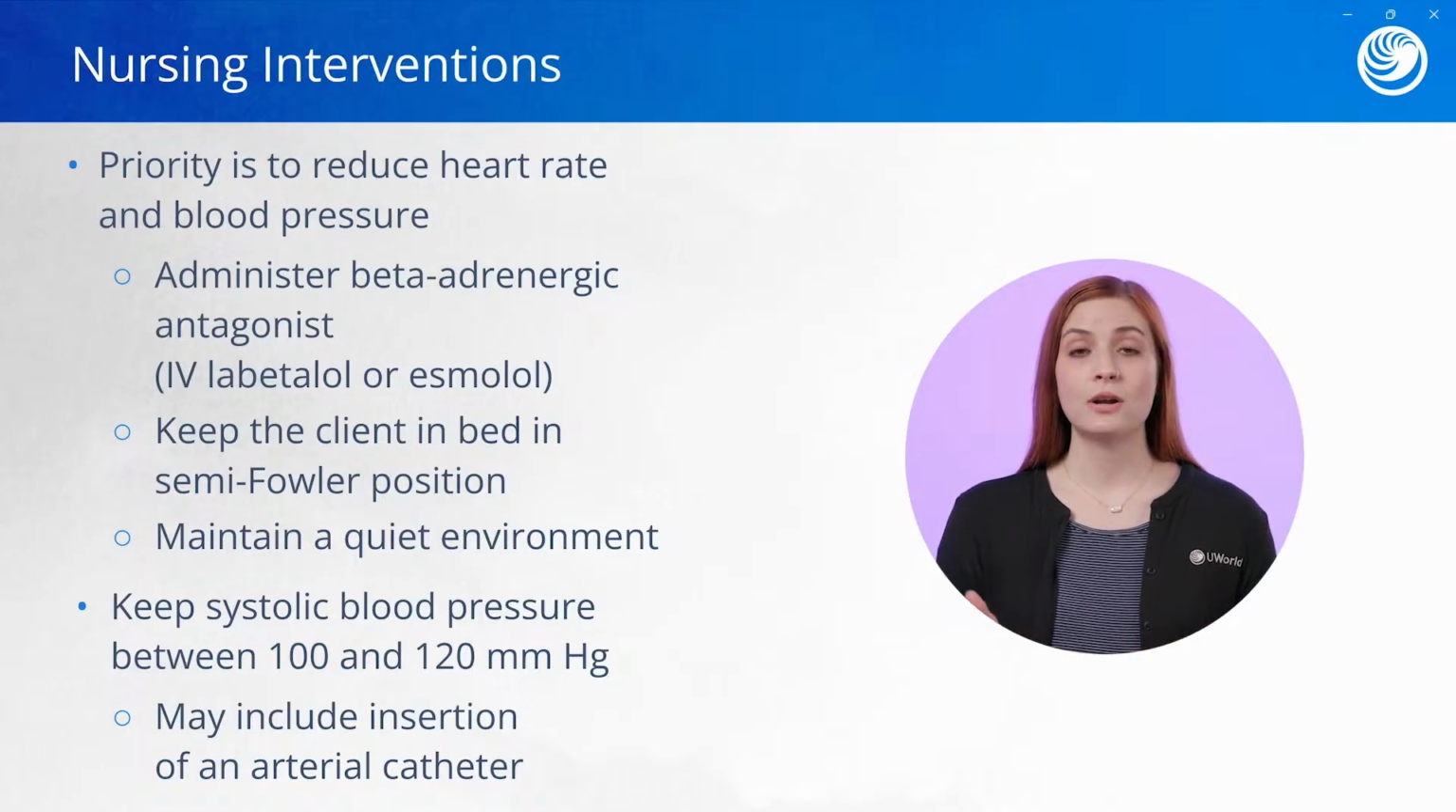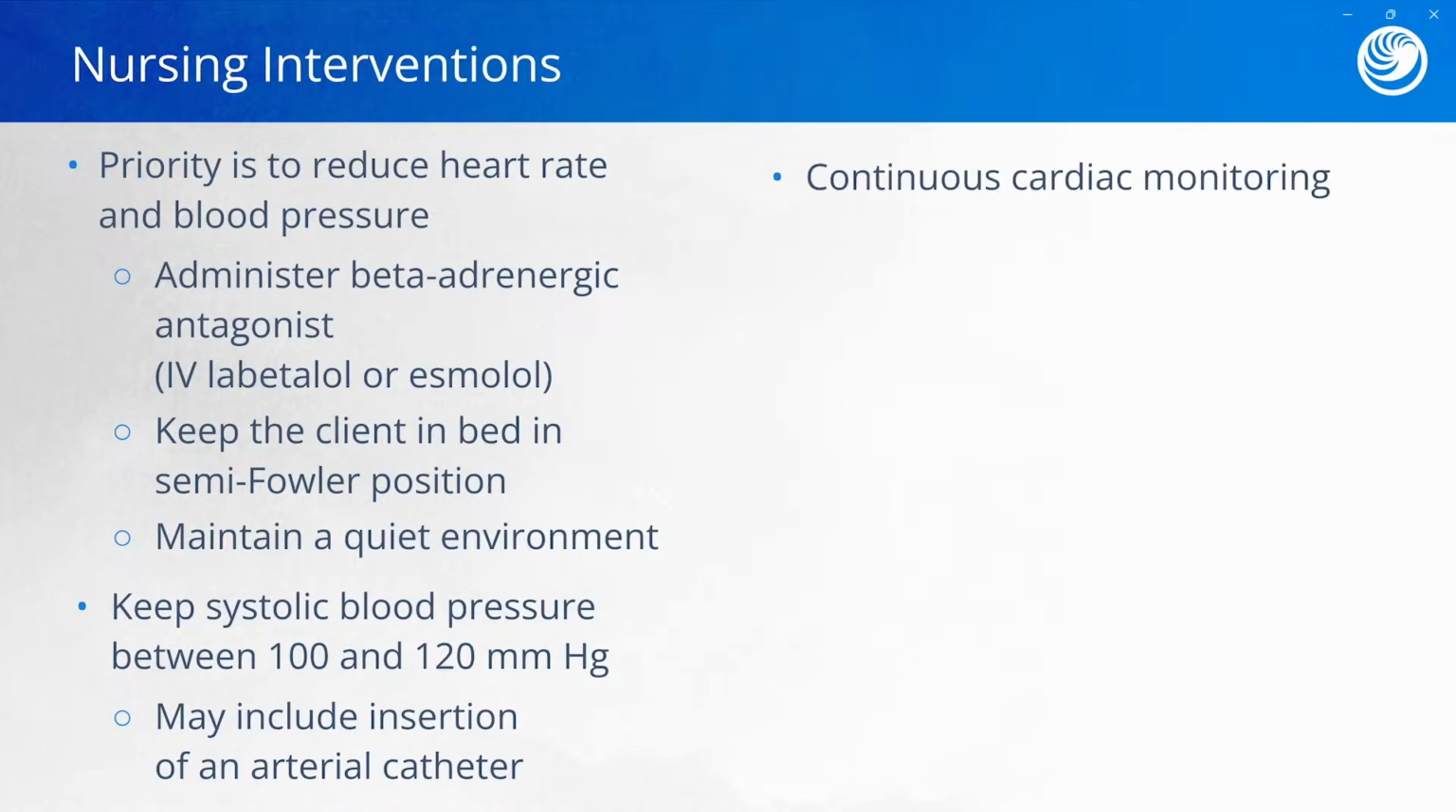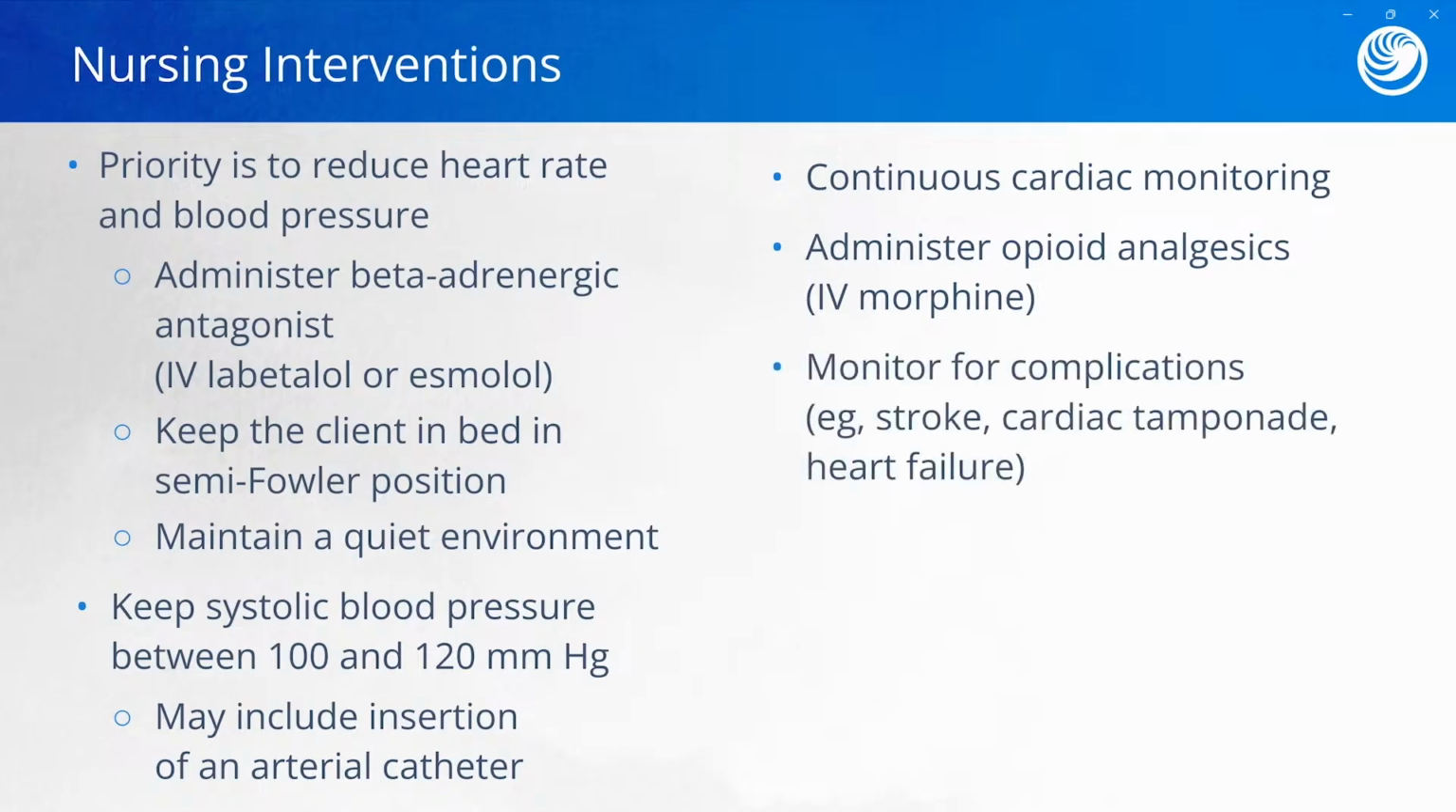Because these clients are at risk for aortic rupture and cardiac tamponade, we need to initiate continuous cardiac monitoring. Remember, these clients are going to be in a lot of pain, so opioid analgesics such as morphine are going to decrease pain. These are also going to decrease the workload of the heart. As I mentioned on a previous slide, there are a lot of potential complications, so we need to monitor for these complications.